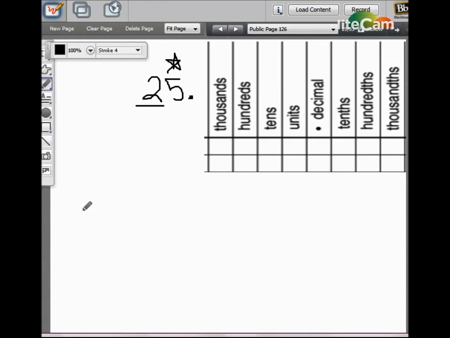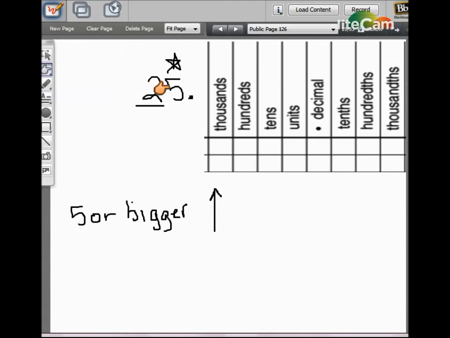Then I'm going to ask myself, the star of the show, the number with the star above it, is that 5 or bigger? Is that number a 5 or is that number bigger than a 5, like a 6, a 7, an 8, or a 9? If it's 5 or bigger, I'm going to ask myself, can I push this 2 up? Yes, because that's a 5 or bigger.